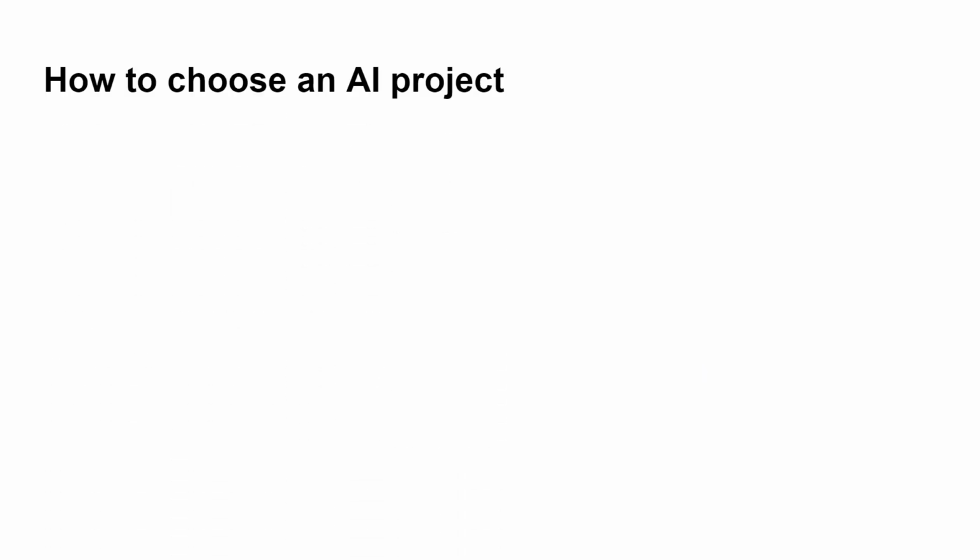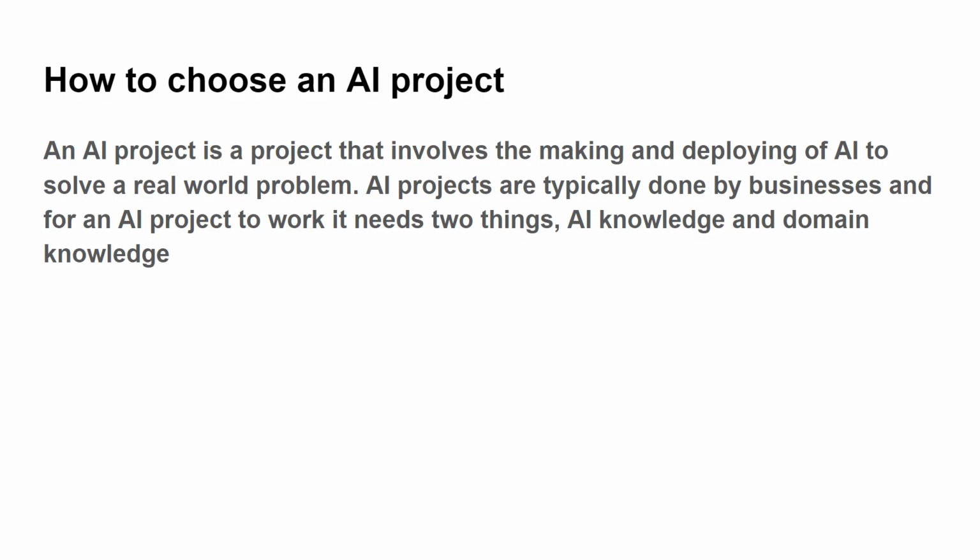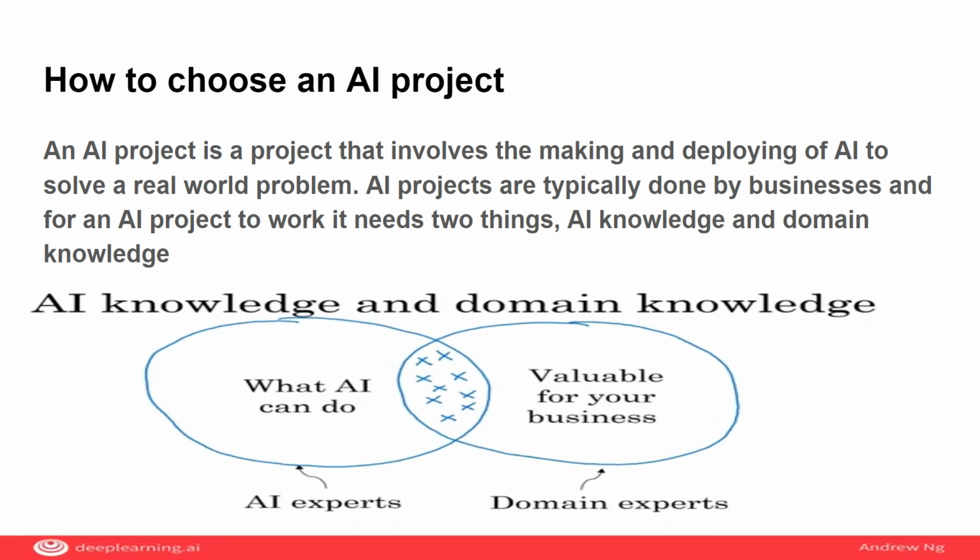How to choose an AI project. An AI project is a project that involves the making and deploying of AI to solve a real world problem. AI projects are typically done by businesses, and for an AI project to work, it needs two things. First, it needs AI knowledge and domain knowledge.